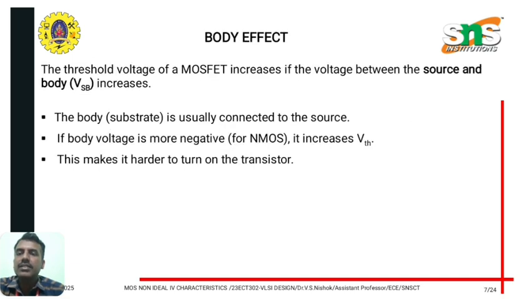Okay, and then continuing the topic, non-ideal effects, in which body effect is one part. Here the threshold voltage of the MOSFET increases if the voltage between the source and body increases. If a number of transistors are connected in a circuit, only for a few transistors the threshold voltage will vary, and for a few transistors the threshold voltage will remain constant. In such a case, due to the difference in the threshold voltage, this effect is called the body effect.